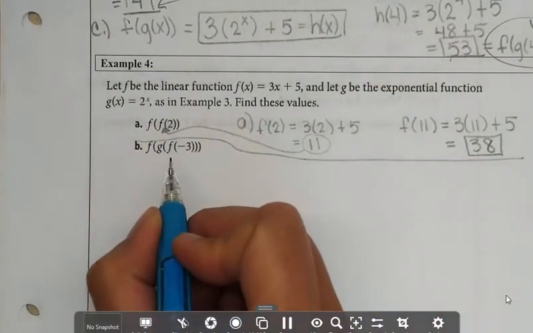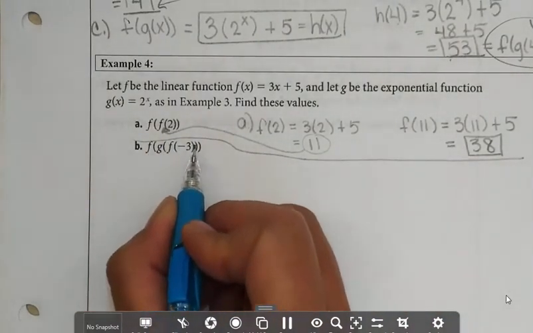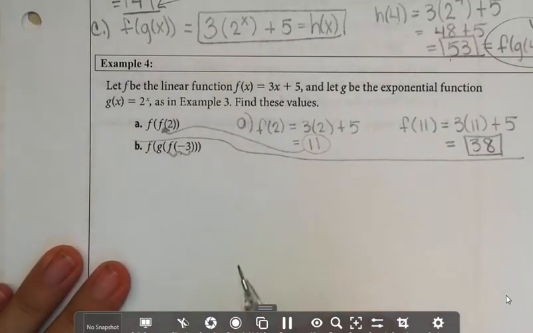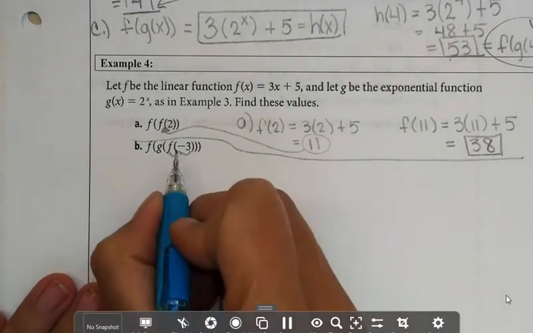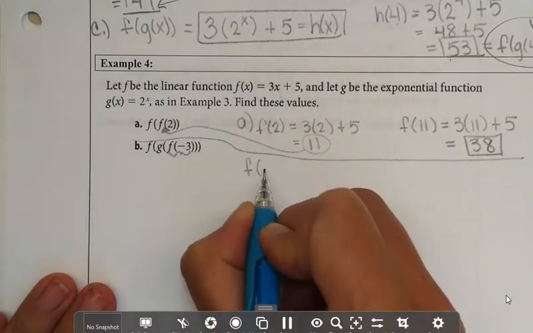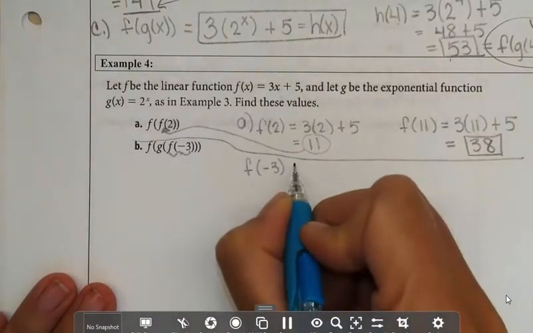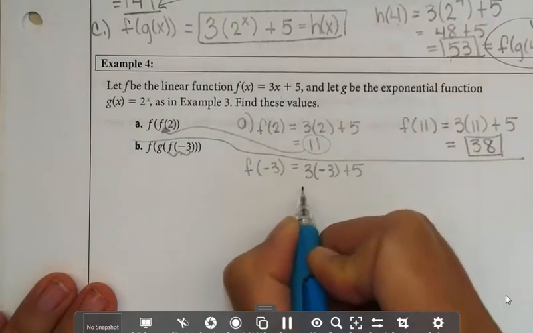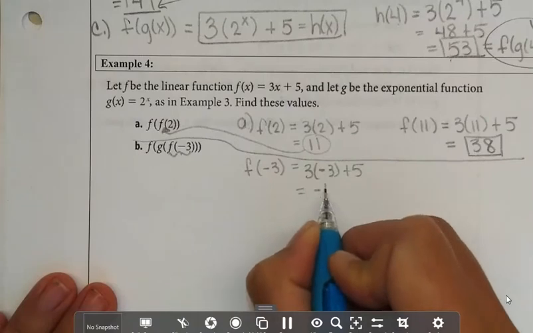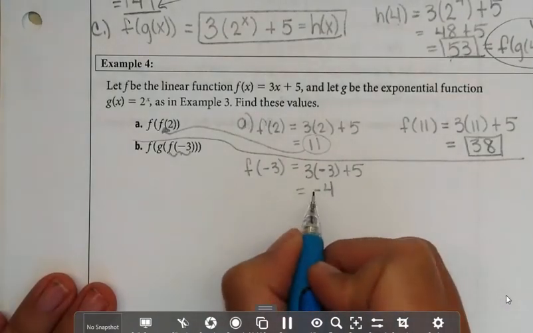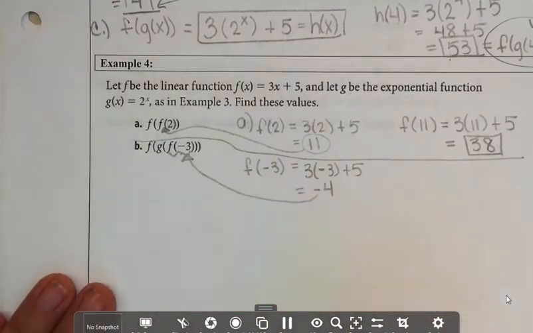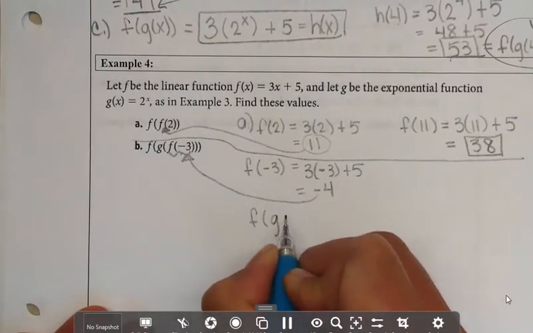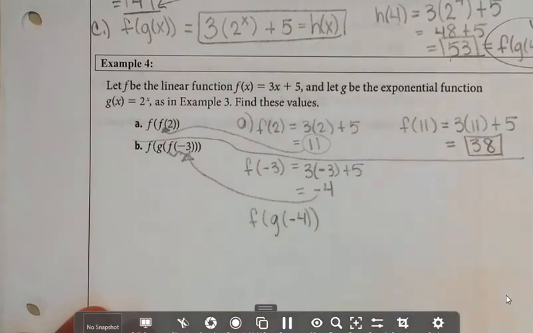All right, now B. So for B, oh boy, I've got 3 functions happening here. So I want to work my way from the very inside out, okay? Starting with, what is f of negative 3? Well, f of negative 3 is 3 times negative 3 plus 5. So it's negative 9 plus 5, which is negative 4. Okay, now that gets plugged in right here. So what I now have is f of g of negative 4.